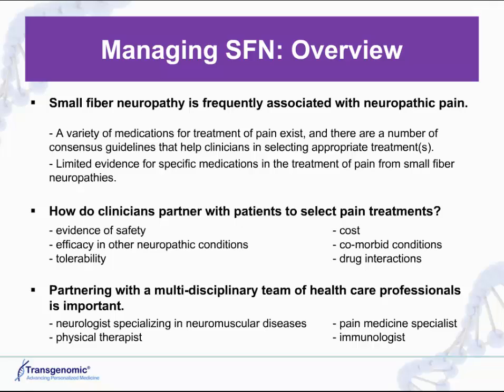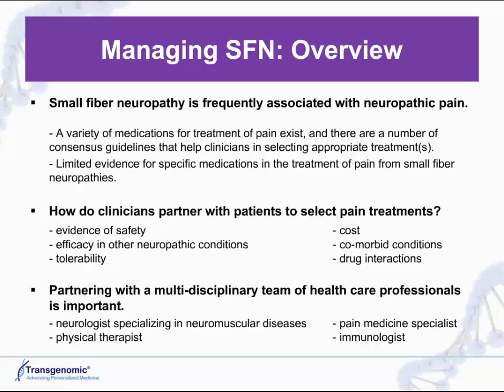So as was mentioned, small fiber neuropathy is frequently associated with what we call neuropathic pain. There are basically a plethora of symptoms that can be associated with it. A lot of them were already discussed: the numbness, paresthesias, which is a fancy word for basically tingling sensation. There are a variety of medications used to treat neuropathy, but there's limited evidence for which ones are going to be good for small fiber neuropathy. Again, there are consensus guidelines for what we use to treat neuropathic pain, but a lot of that's still kind of in limbo as to what we're going to use for small fiber neuropathy.